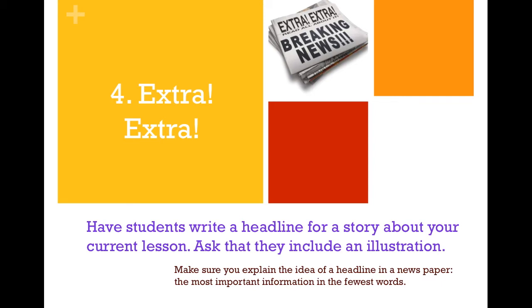Number 4, extra, extra. Have students write a headline for a story about your current lesson, or even just that day in class. Ask that they include an illustration. When possible, I love to give students different modes for demonstrating their understanding. This is a great example of that. You do a little writing, and you give kids who might not feel as comfortable expressing themselves through writing the opportunity to do a drawing. Students could do both, and you might even give students the option of doing just one or the other. Make sure you explain the idea of a headline in a newspaper, though: the most important information in the fewest words.